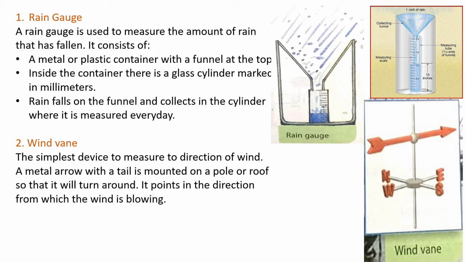The second tool is the wind vane, which is the simplest device to measure the direction of the wind. It has a metal arrow with a tail which is mounted on a pole or a roof so that it will turn around according to the direction of the wind. It points in the direction from which the wind is blowing, and it has four marks named north, south, east, and west.